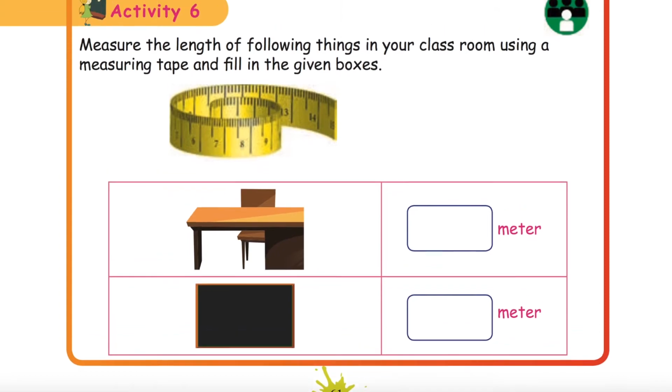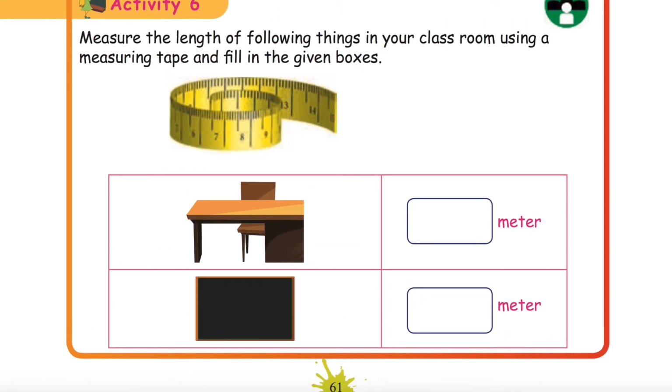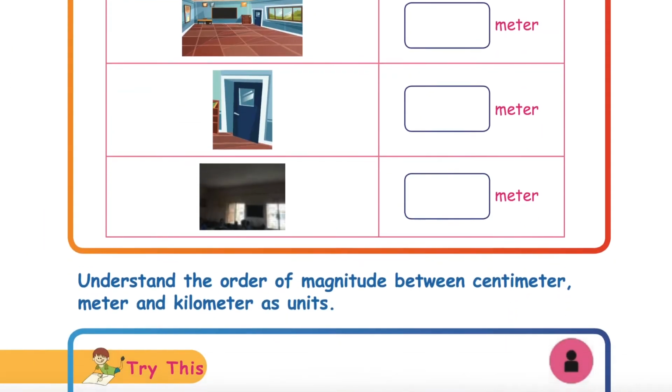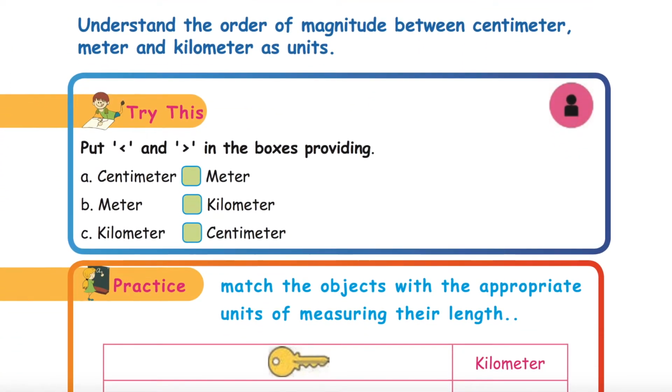Activity 6. Measure the length of the following things in your classroom using a measuring tape and fill in the given boxes. You have to do these things on your own. You got the point. Understand the order of magnitude between centimeter and kilometer as units. We will put those things.